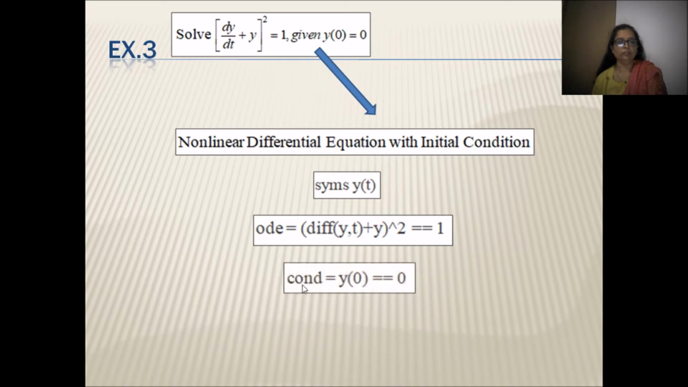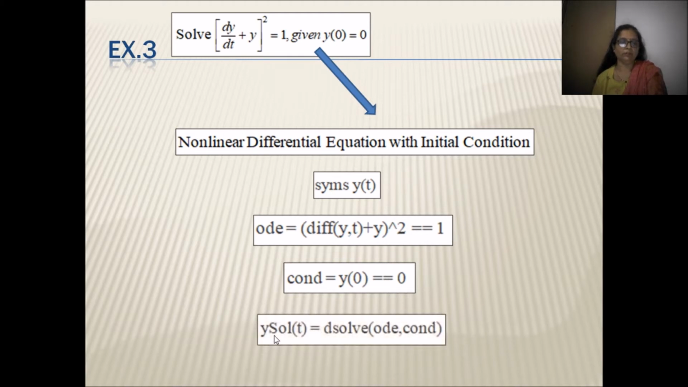Now for condition, condition equal to y of 0, now here double equal 0. And the next step is y solution of t equal to dsolve. Here we write down ODE comma condition. Now we solve this in MATLAB.